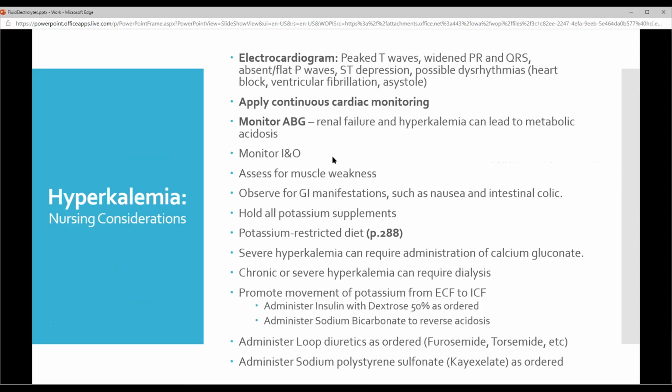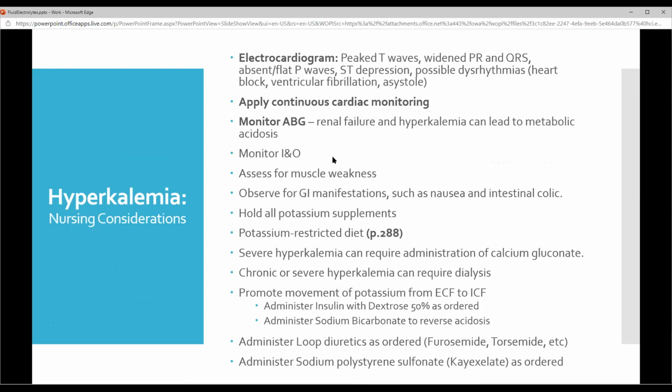Nursing considerations, again, EKG, cardiac monitoring. You need to know, I put on here, page 288, just go in there and read about diet. I'm not a dietitian. Meds.